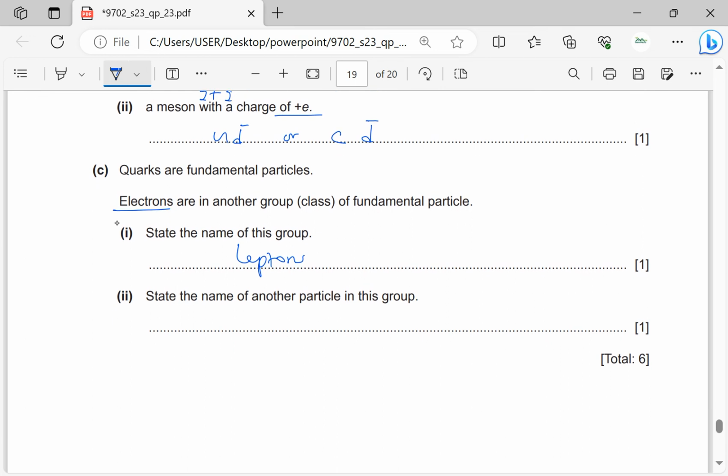Of course, the leptons, we have positrons, we have the neutrinos, and we have the antineutrinos. You just state one. They said state the name of another particle, just one. So one of those, or these ones are called leptons together with the electron.